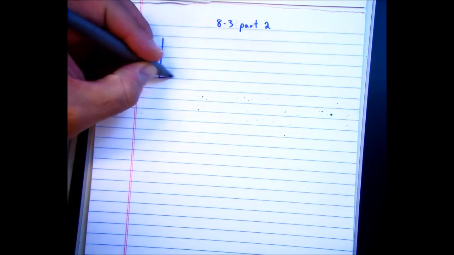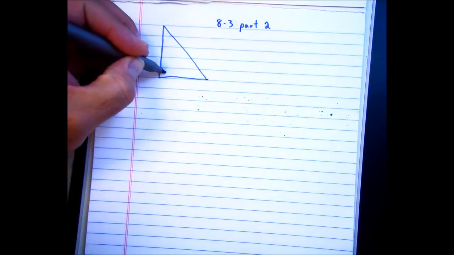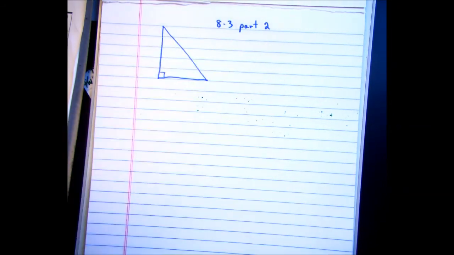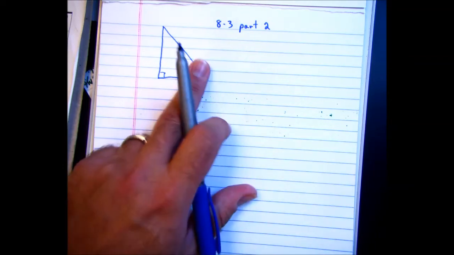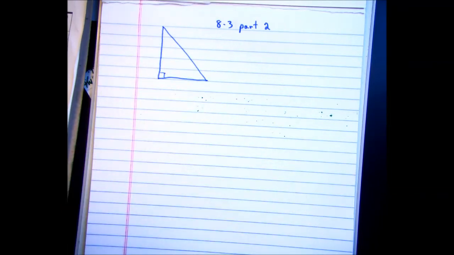Lesson 8.3, part 2. It's solving using sine, cosine, and tangent, and the missing angle. Again we're dealing with right triangles, and you pick whether you're using sine, cosine, or tangent depending on which angle you're starting from. Whatever angle you're looking for, you have to pick the correct ratio for the information they give you. So let's look at some examples.